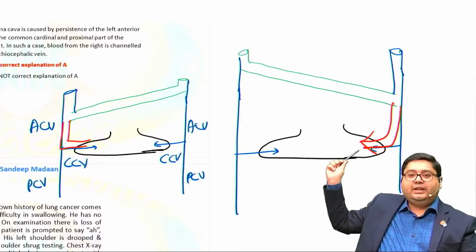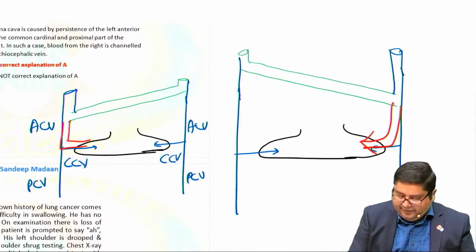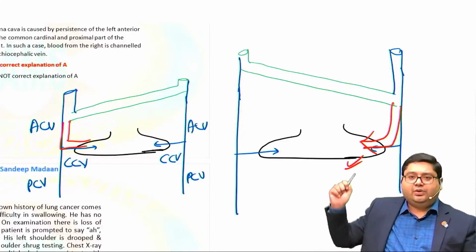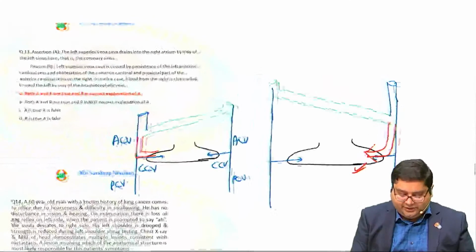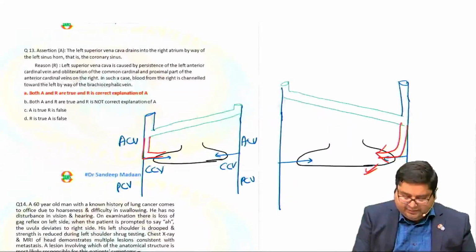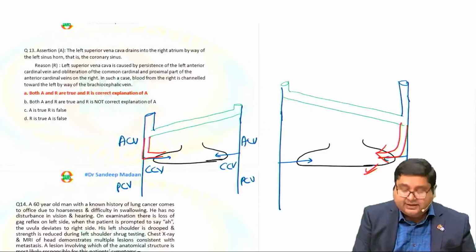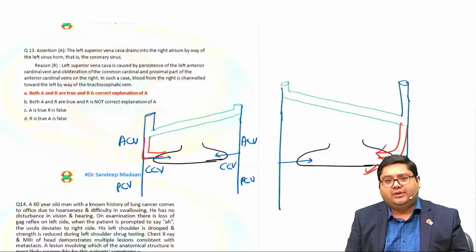It is opening in the left horn, and the left horn is eventually becoming what? Coronary sinus. So left superior vena cava will be opening into the coronary sinus. Could you appreciate now? So that is why both assertion and reason are true, and the reason is the correct explanation for the assertion.